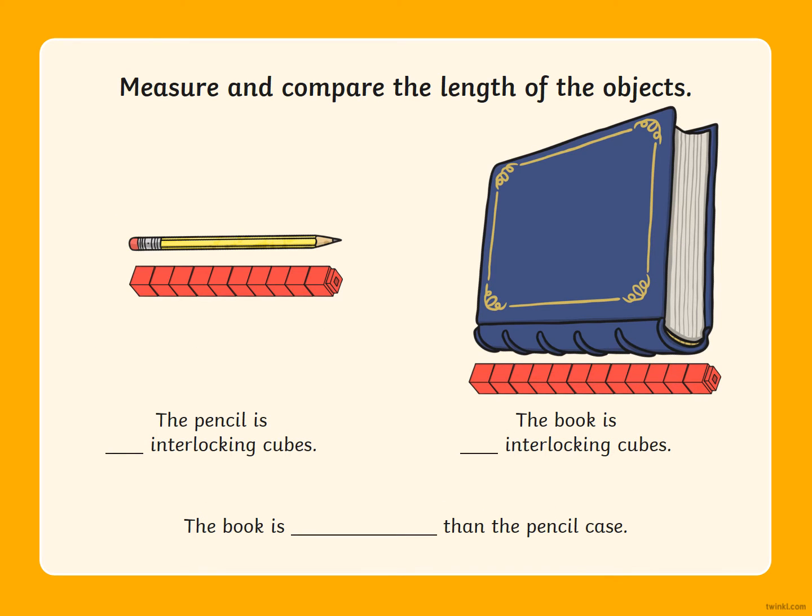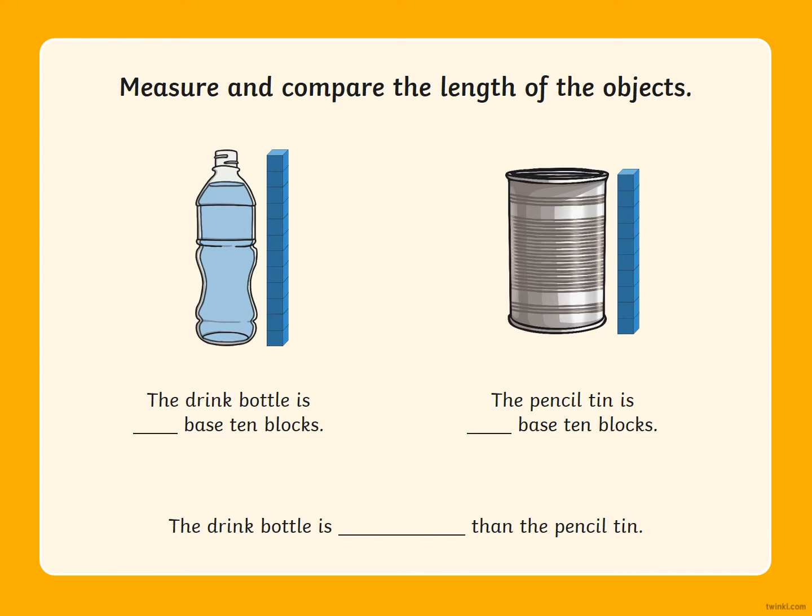As well, we could use Unifix cubes to help us to measure. So if we look at the pencil case using the cubes, let's count them. The pencil is 1, 2, 3, 4, 5, 6, 7, 8, 9, 10 cubes long. Let's have a look how long the book is. Let's count the cubes together. 1, 2, 3, 4, 5, 6, 7, 8, 9, 10, 11, 12 cubes long. So therefore the book is longer than the pencil case. Okay, let's have a look at the next one.